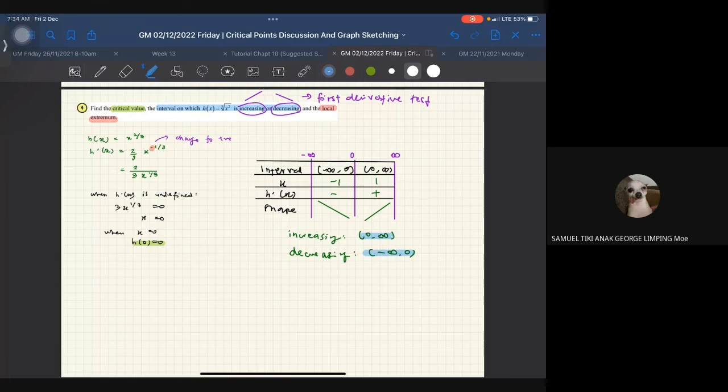Right, and then last part dia minta kita determine the local extremum. So based on this one, awak dah tahu dah dekat sini dia adalah ke bawah macam ni. Okay, so bila dia ke bawah macam tu maksudnya dia adalah minimum point lah. So you have minimum point 0, 0. Settle dekat situ. Okay, semua orang klikal.